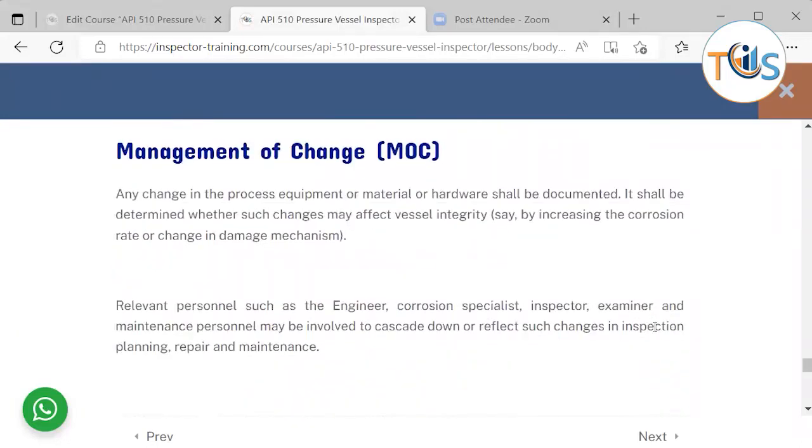Management of change is when you have certain parameters or a certain way of working and you change it. Now, when you change the operation or the maintenance, or during the design or the fabrication or repair, you should see how this change affects other disciplines or other parameters. And for that reason, you have to document it. Okay, so it's very important that management of change should be documented, and all the affected disciplines should be aware of these changes. Okay.